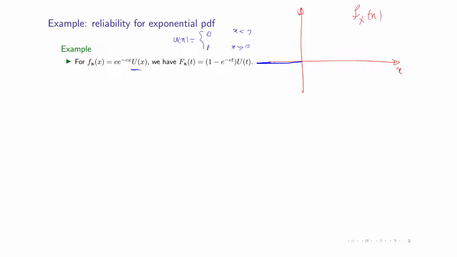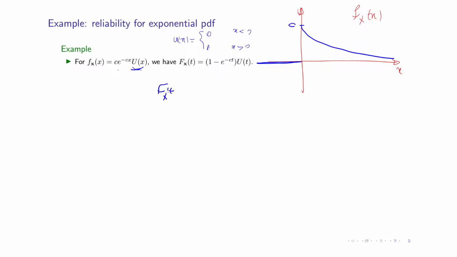So here you get 0. At x equals 0 you get 1, and then you get c e to the power minus 0, which is 1. So you get a value of c, and your function will decrease exponentially. So this is exponential.